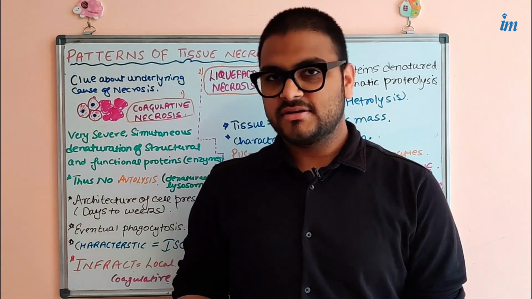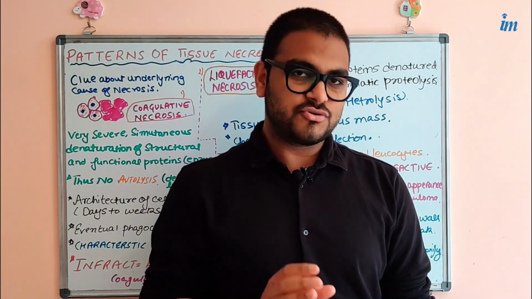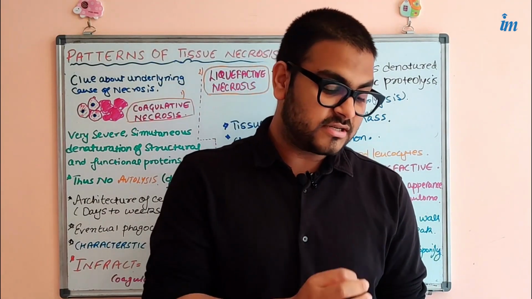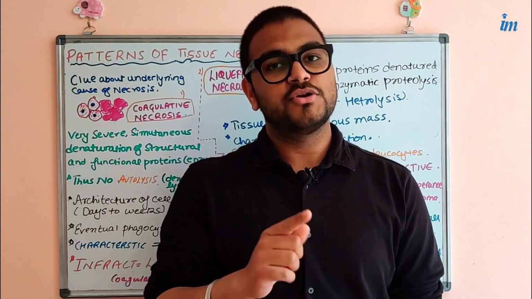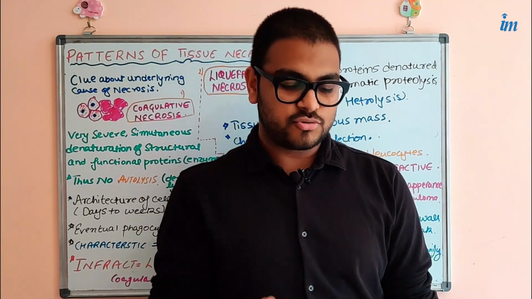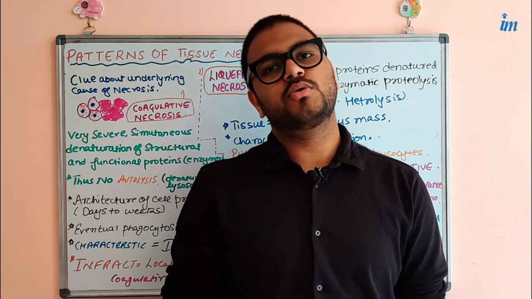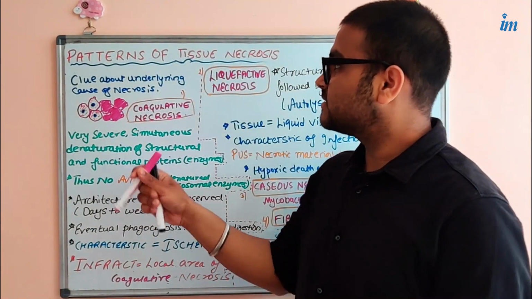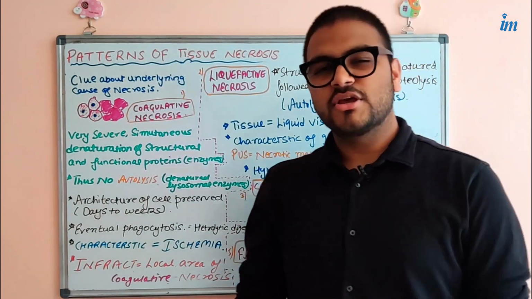So let us start. At the end of the lecture you should know, if I give you some tissue, or you see a necrosed tissue under a microscope, you should be able to give a prediction, or you should be able to conclude what was the cause of the necrosis. So the first type of necrosis is coagulative necrosis.